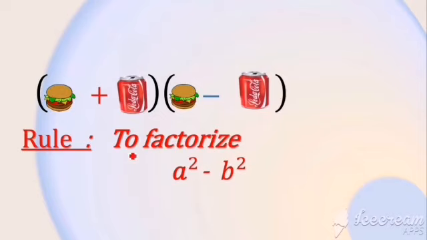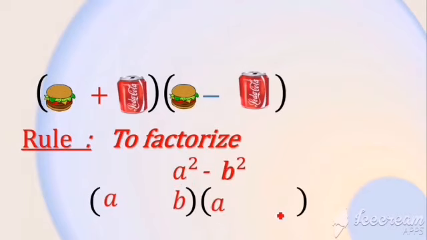Very good. Thus, the rule says that to factorize the difference between two squares, or a squared minus b squared, we need to open two parentheses and then we distribute one a in the first, one a in the second, b in the first and b in the second, with one sign plus and one sign minus.